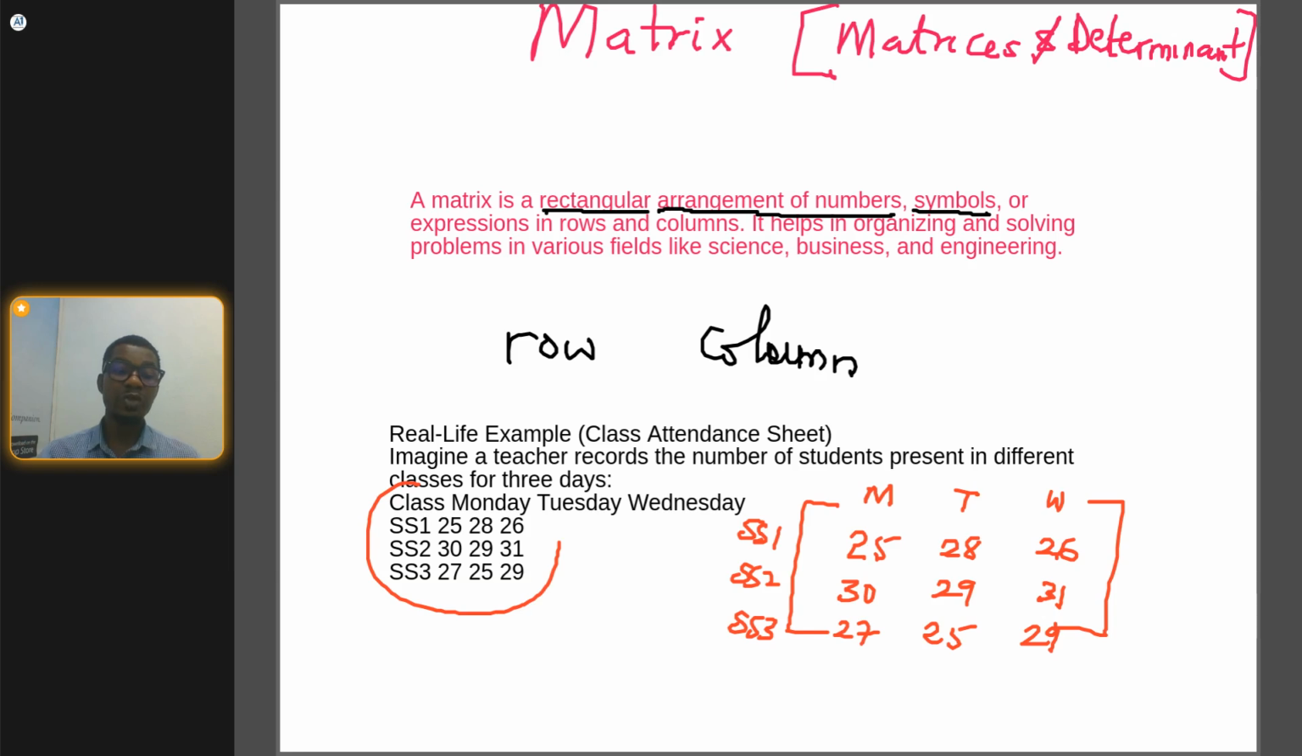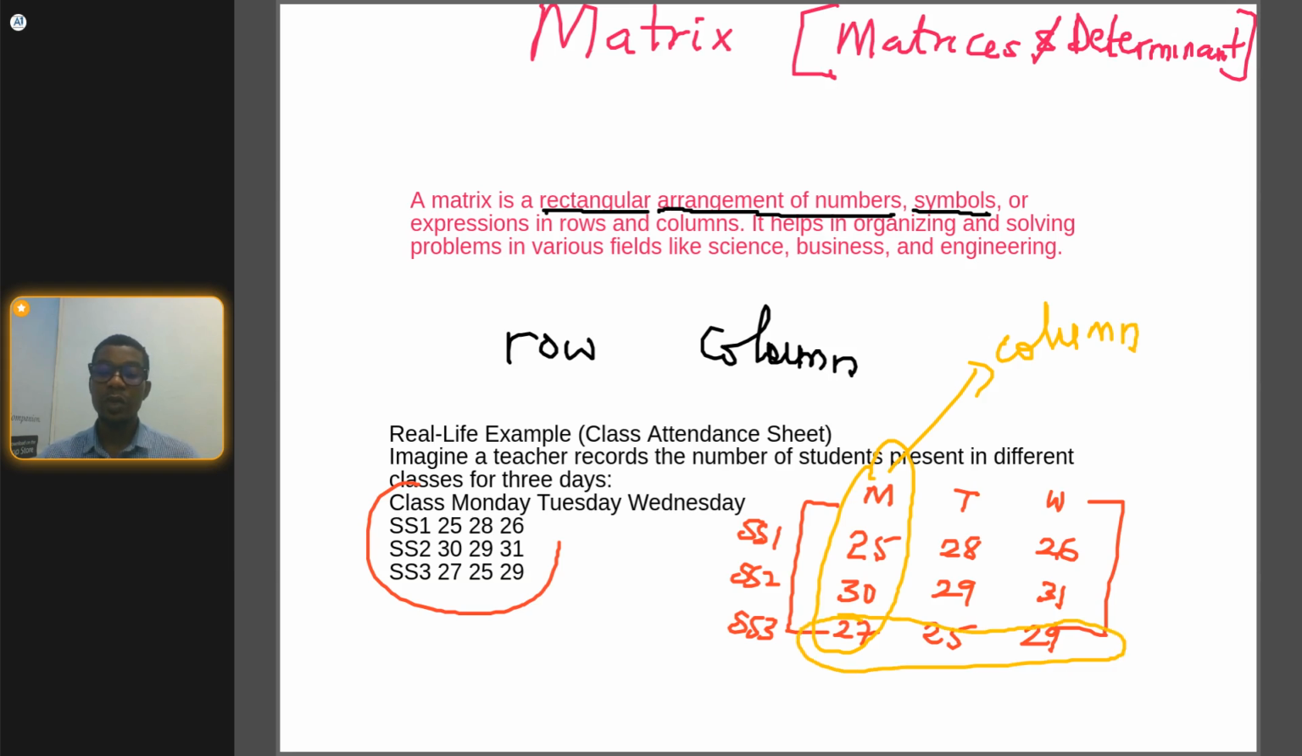So a matrix has row and column. This is called the column. So we have what here? We have column. And this is called the row.